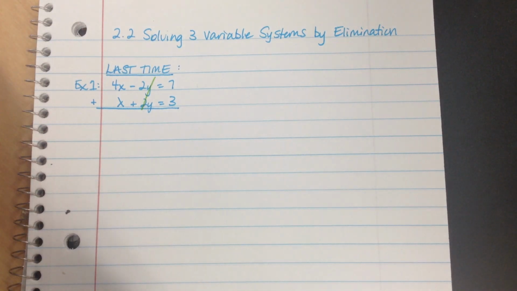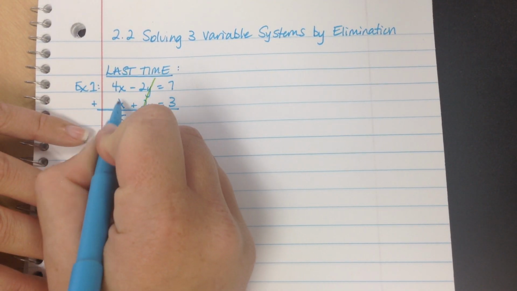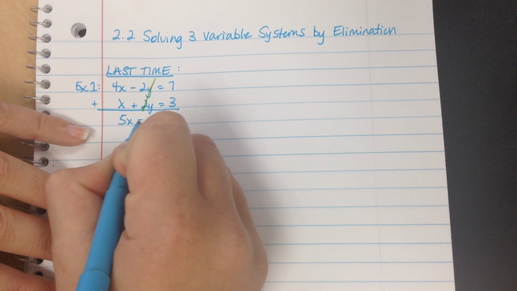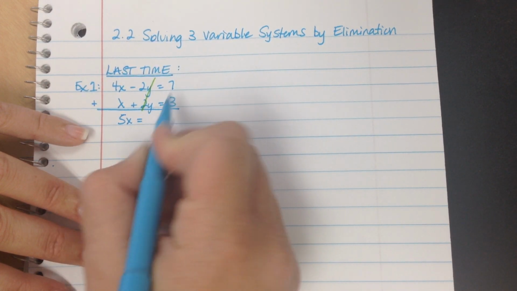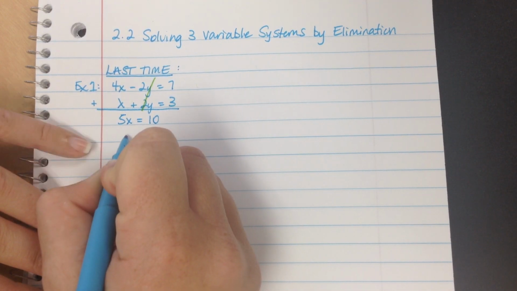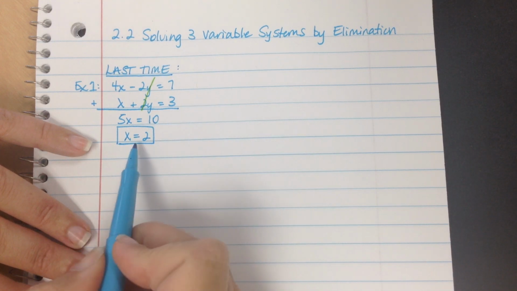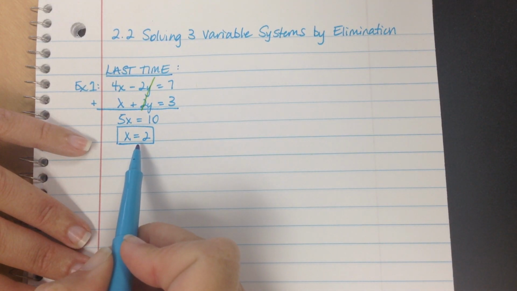That leaves me with nothing. Negative 2y plus 2y is 0. So I get 4x and x is 5x, which equals 7 plus 3, which gives me 10. Dividing both sides by 5, x equals 2. So I've already found one of my variables.